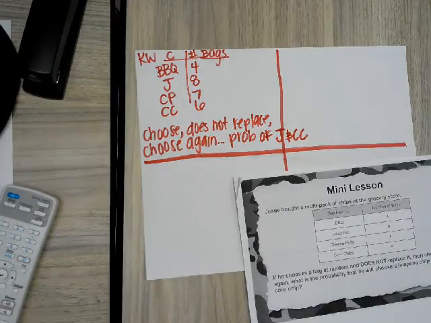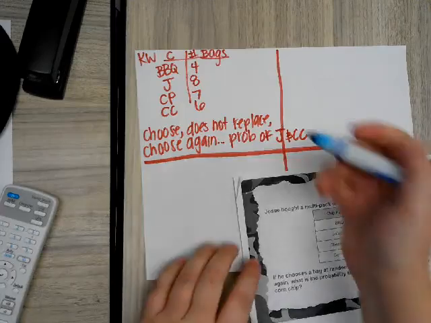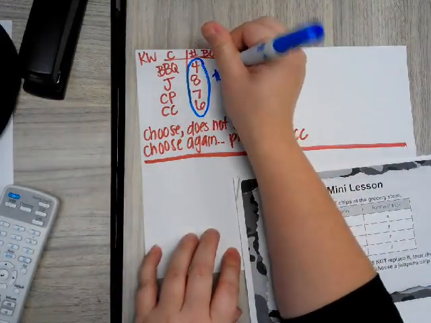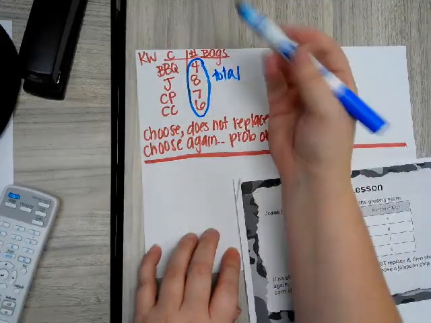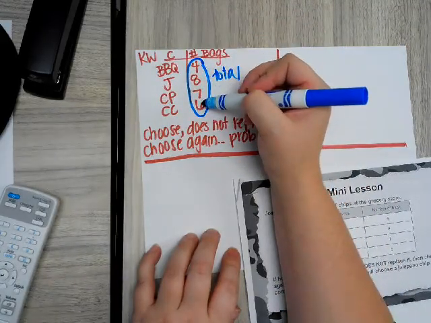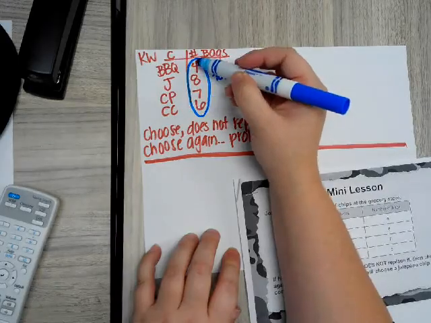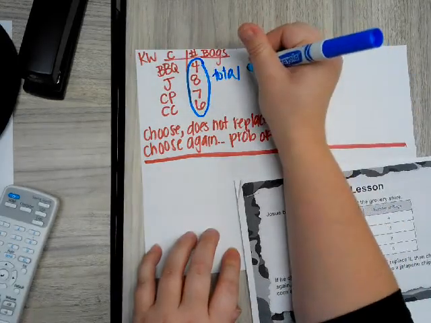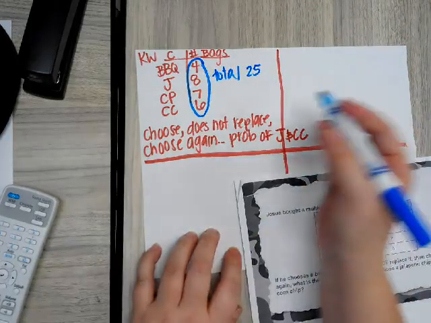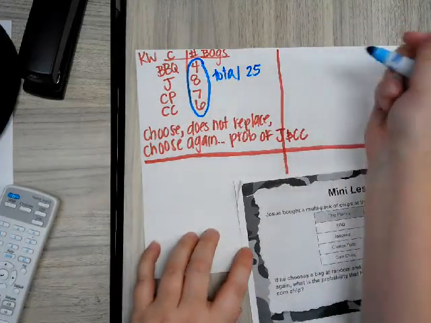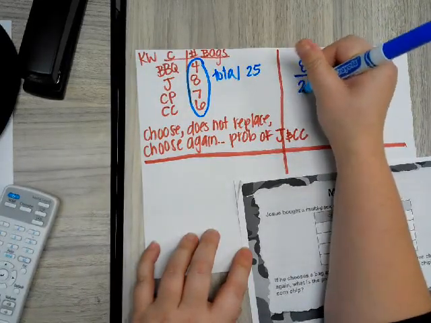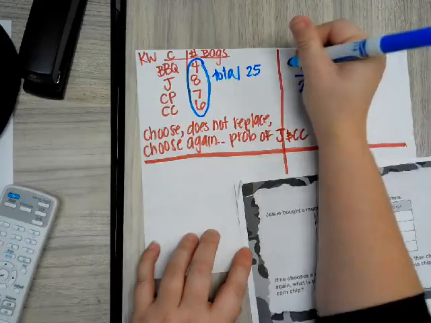So first, let's figure out what my total is. So if I added all of these up, seven plus 6 is 13, plus 4 is 17, 17 plus 8, that's 25. So we have 25 bags. Okay, so first he chooses jalapeno. So my jalapeno is 8, and we know that we have 25 as my total.